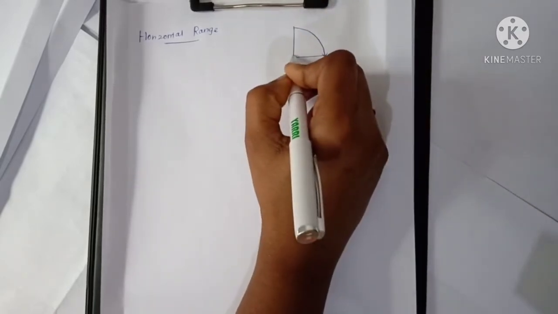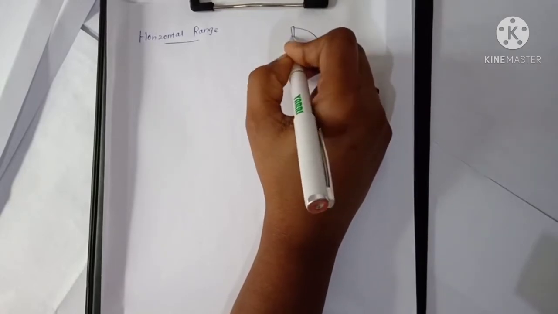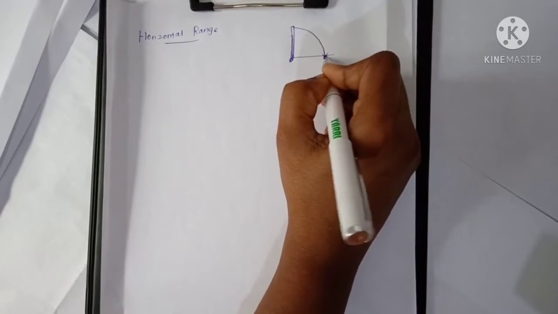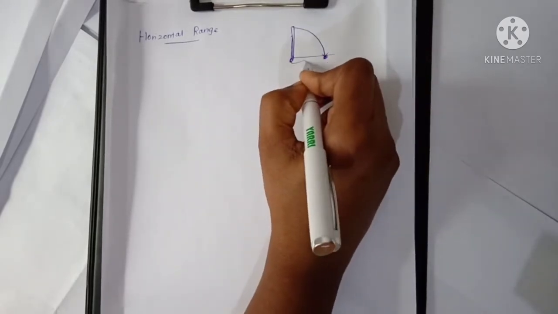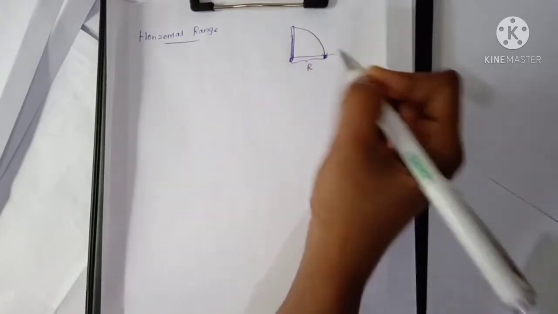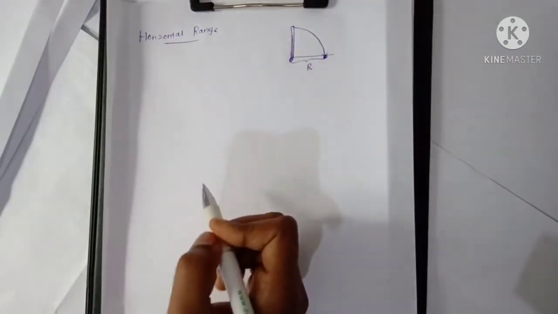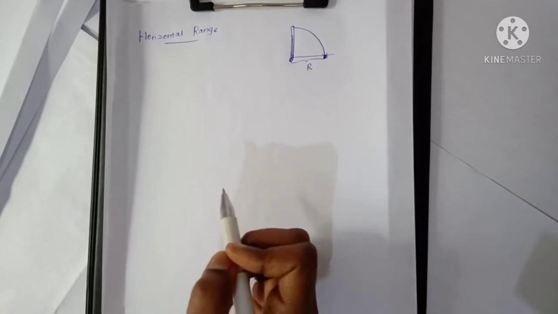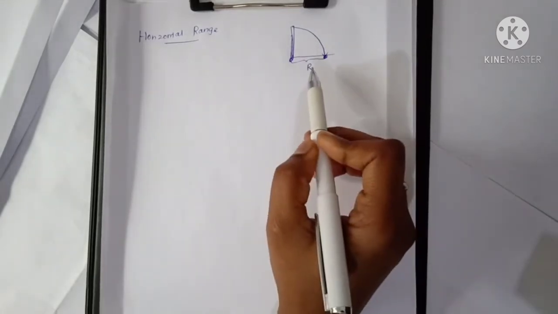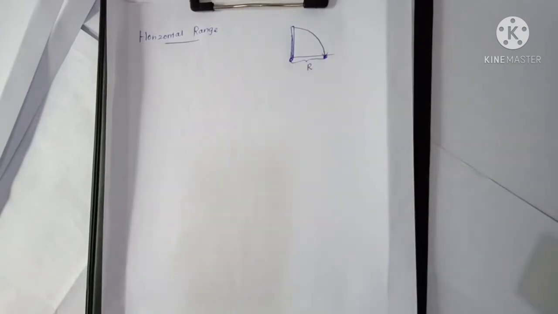So this is the tower, this is the foot of the tower, and the object hit the ground at this place. So this distance is the horizontal range R, right? The horizontal distance covered by the projectile from the foot of the tower to the point where the projectile hit the ground, that is the horizontal range.